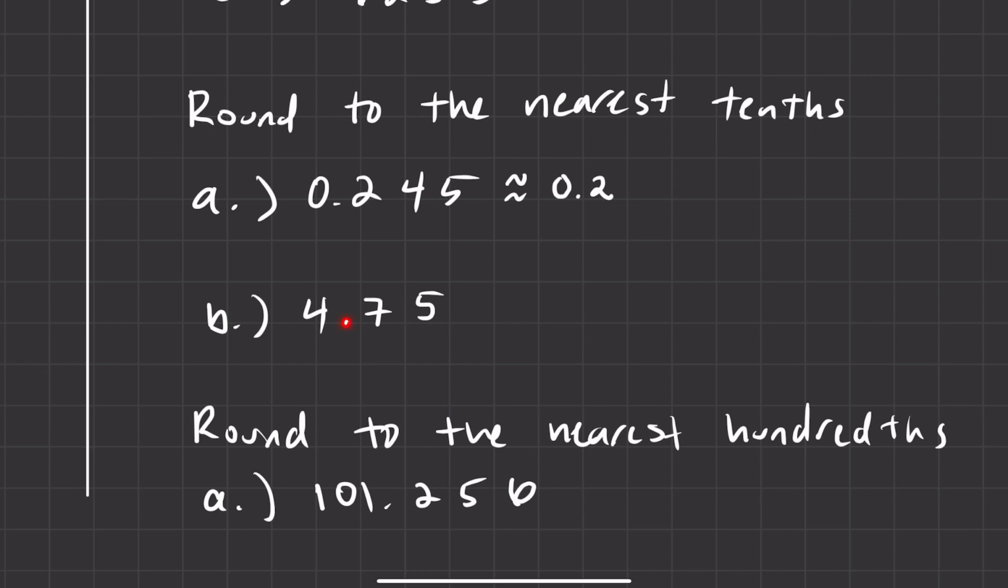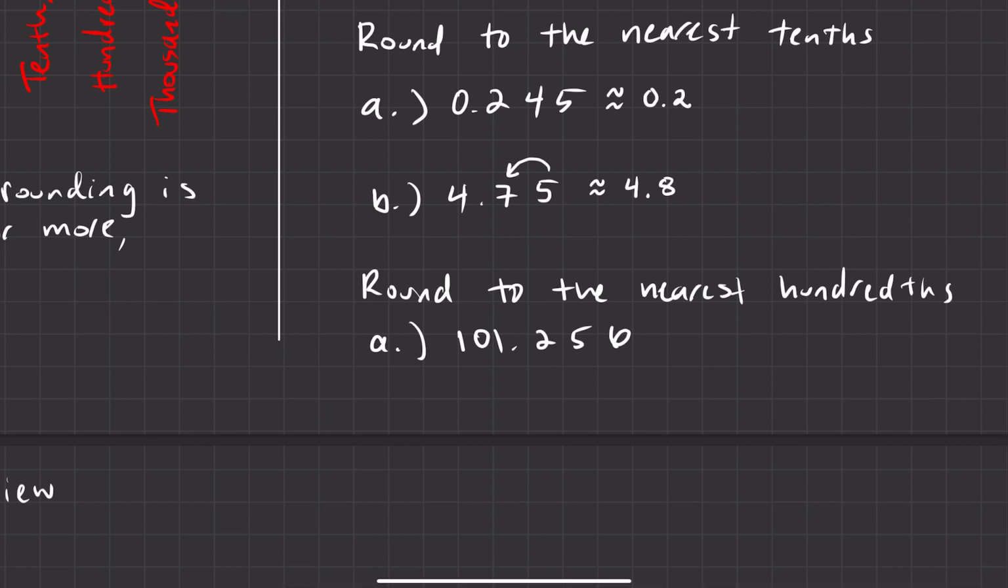For B, I have 4.75. This is my decimal. This is the tenths place. What does the number following the 7 do to that 7? Well, I have 0.75. Know that this number is 5 or more, so it's actually going to change that 7 to an 8. So it's approximately 4.8, and that 5 goes away.